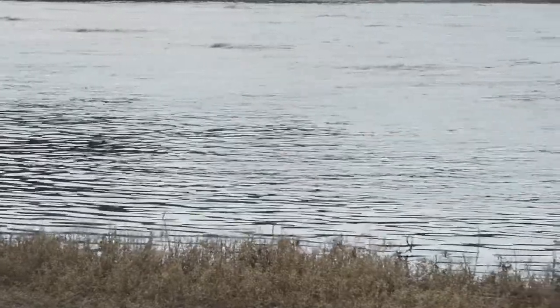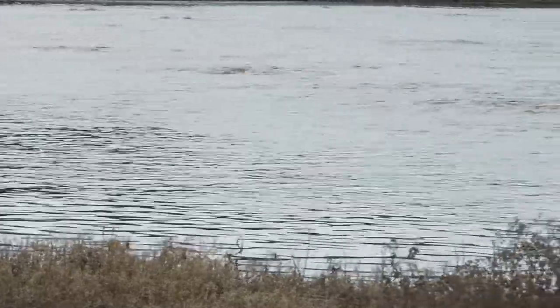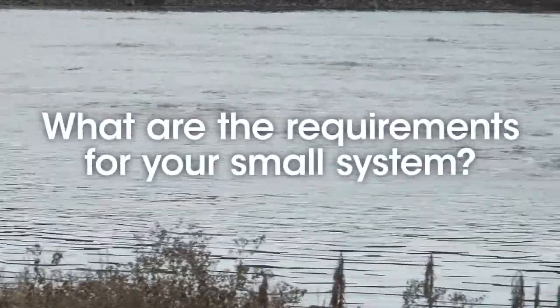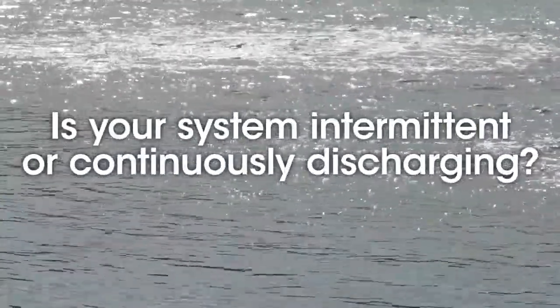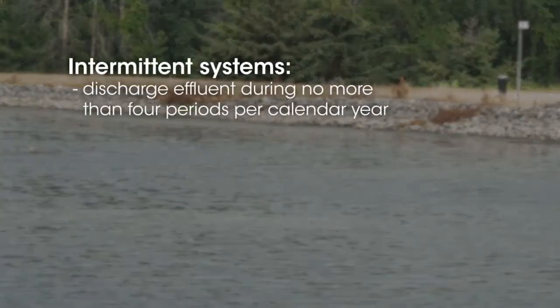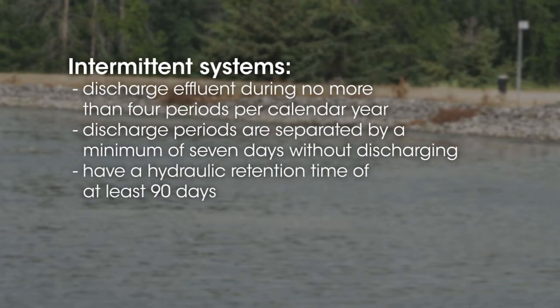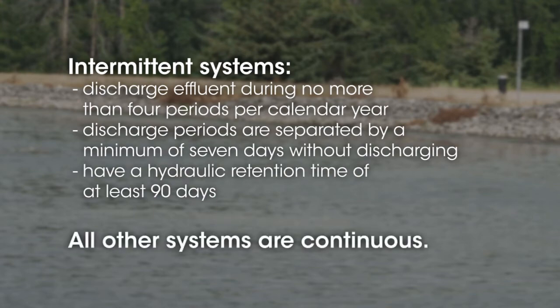Sampling, monitoring, and reporting requirements vary depending on the wastewater system. So what are the requirements for your system? To determine the sampling frequency for a small wastewater system, first confirm whether your system qualifies as intermittent or continuously discharging. Intermittent systems discharge effluent during no more than 4 periods per calendar year, separated by a minimum of 7 days without discharging, and have a hydraulic retention time of at least 90 days. All other systems are continuous.